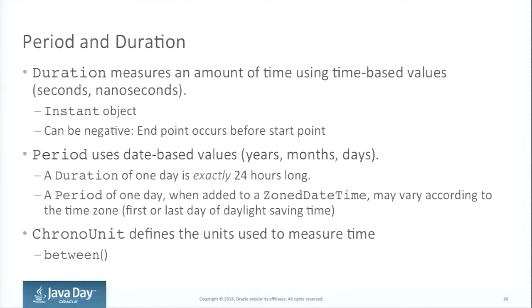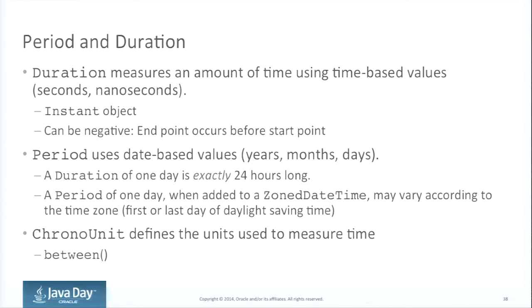Now we have something new, which is Duration. Duration just measures an amount of time using time-based values. In this case, we're using seconds and nanoseconds. We have Periods, which use date-based values, so we're measuring with years, months, and days. And we have the ChronoUnits that we have used before. So what are the units, the measurements, that we are using?